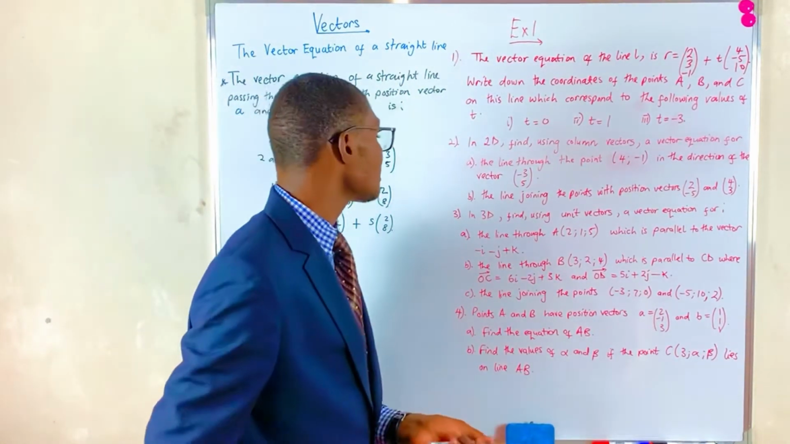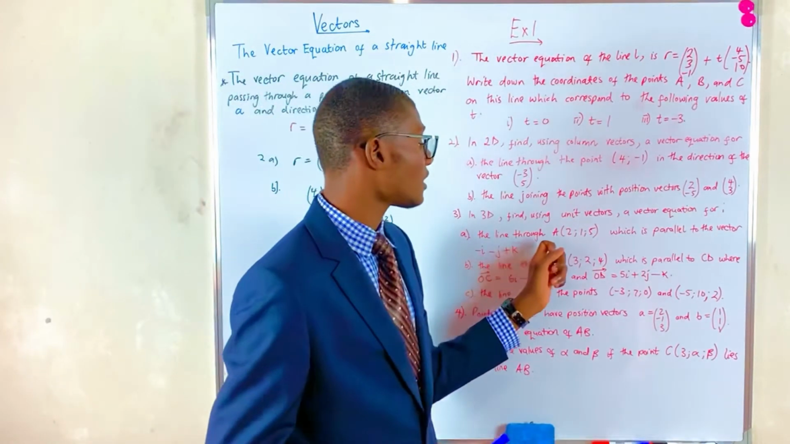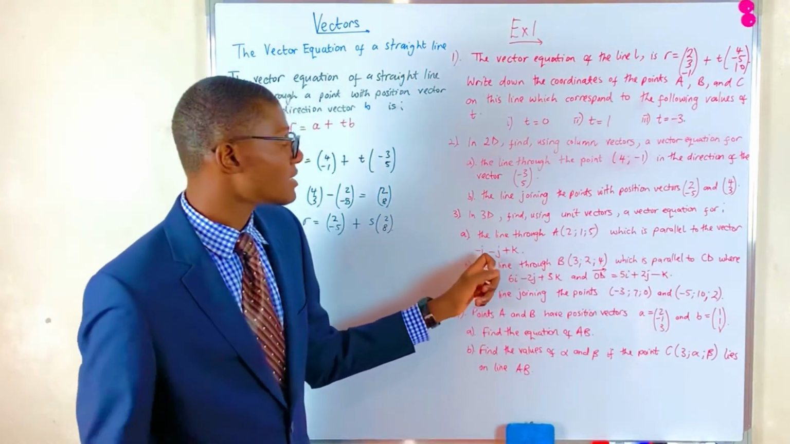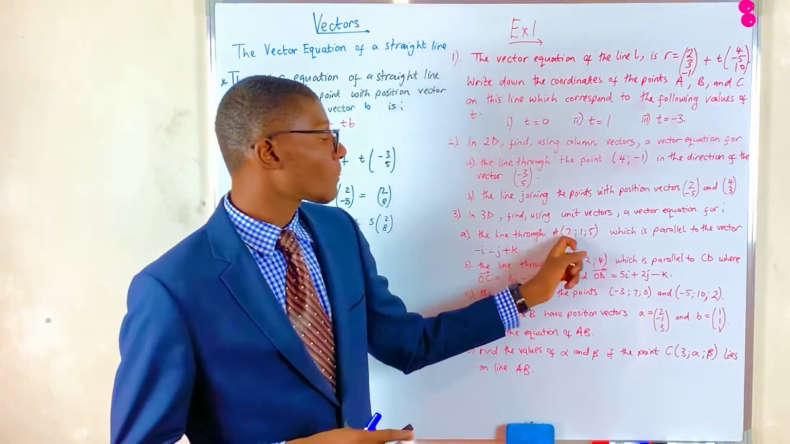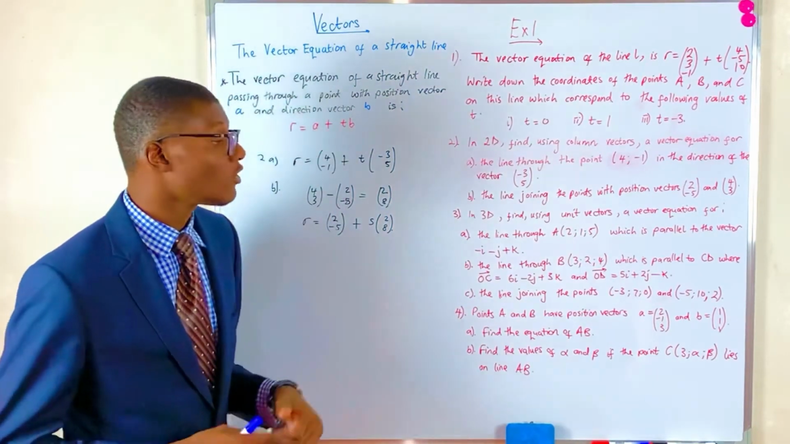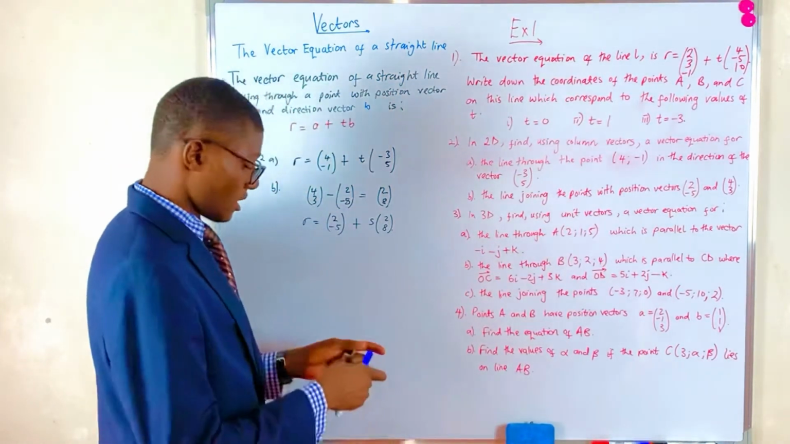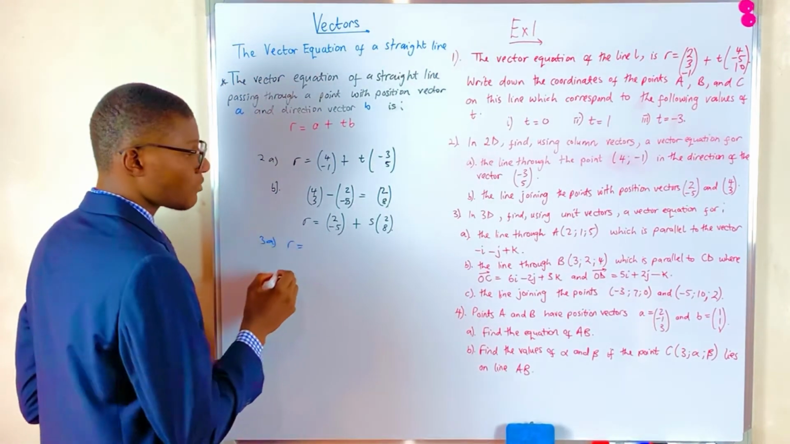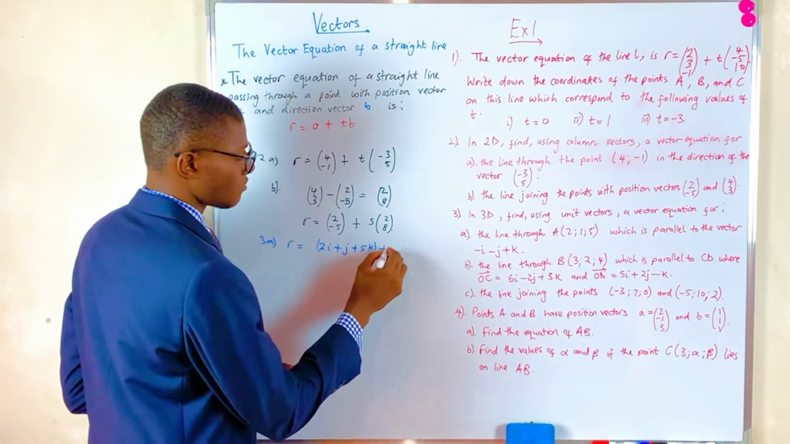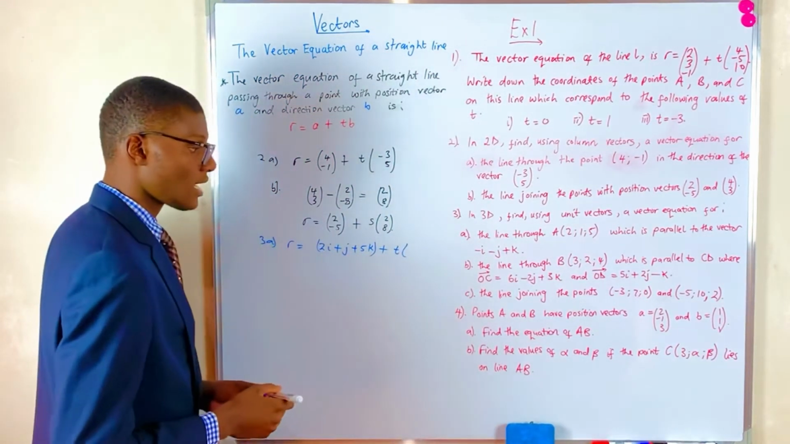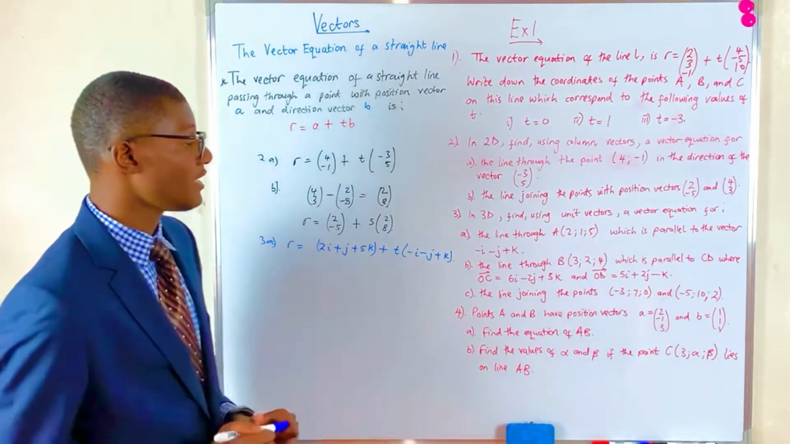And now number 3 says in 3 dimensions, which is in 3D, find using unit vectors a vector equation for the line passing through A, which is parallel to the vector -i - j + k. So in this case, -i - j + k is our direction vector. And for a, the position vector of any point, in this case point A will be 2i + j + 5k, such that the vector equation r will be equal to 2i + j + 5k, and then plus t, which is our scalar, and we'll put our direction vector here, -i - j + k. So this is simply the vector equation for number 3a.